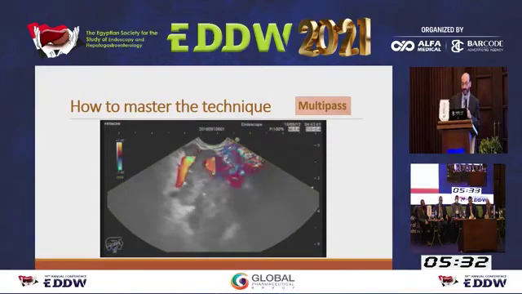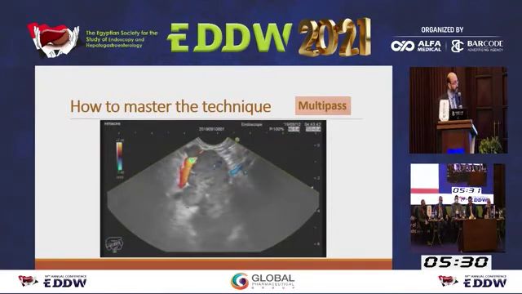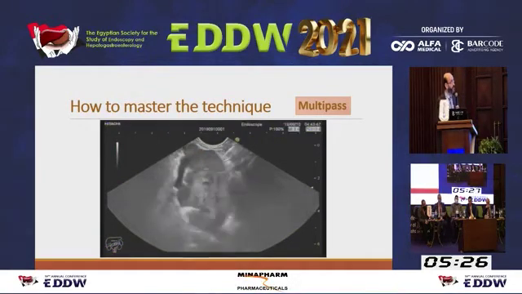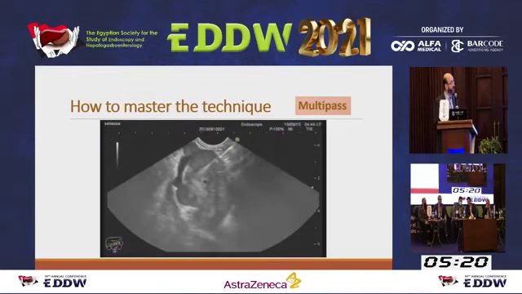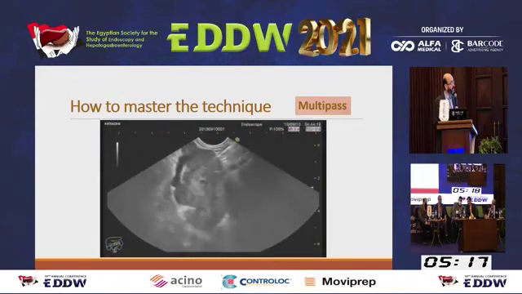The second technique is called the multipass technique. Multipass means also 2 and 3 movement inside the lesion, but coming out from the lesion. Also, check by Doppler, in close proximity. Then we enter the lesion with 2 and 3 movement, like this.